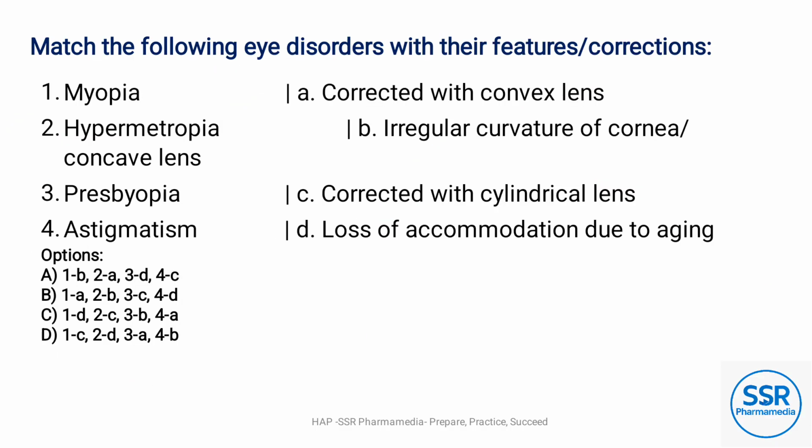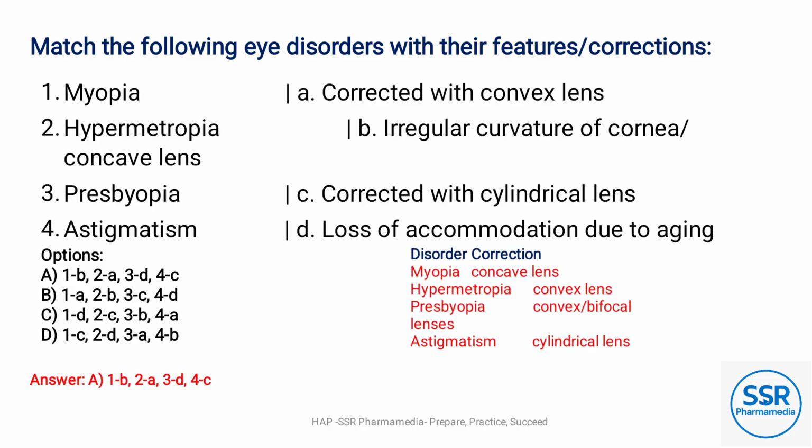Next, match the following eye disorders with their features. So here, first we'll move to the answer. Answer is option A. So myopia is corrected with concave lens, hypermetropia is corrected with convex lens, presbyopia is loss of accommodation due to aging, and astigmatism is corrected with cylindrical lens.